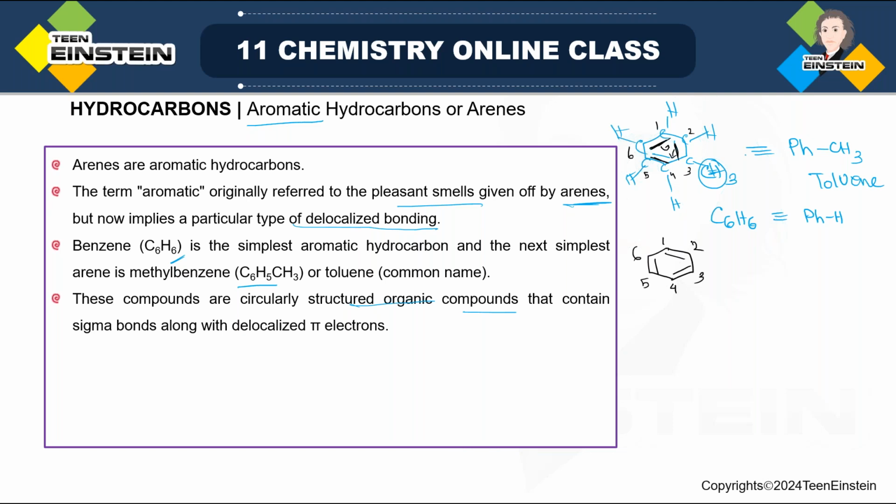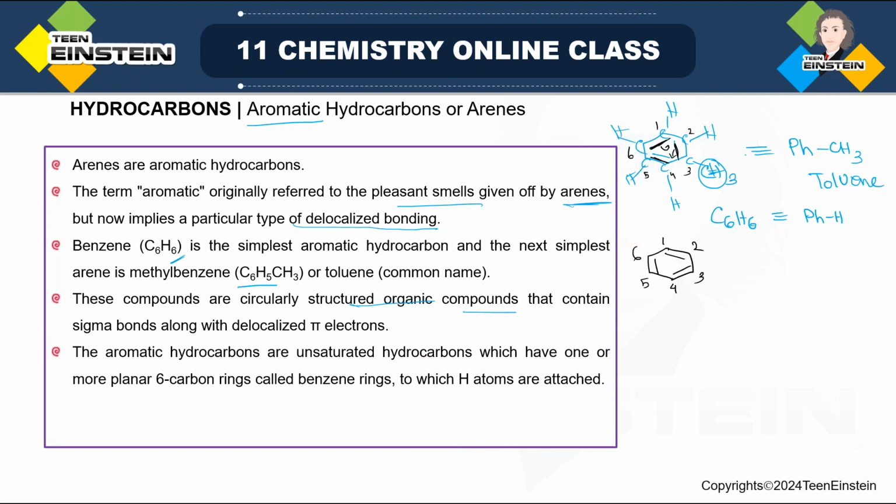So this type of delocalization of electrons is happening within the ring structure, and this is the reason that this type of compound is very stable. But the details of aromaticity, how we can determine whether a molecule is aromatic or not, will be discussed separately, not now.